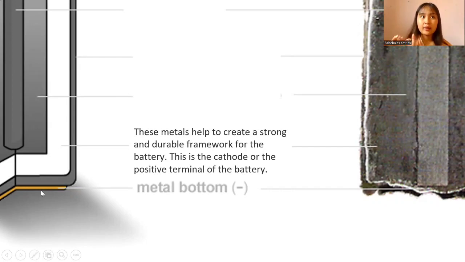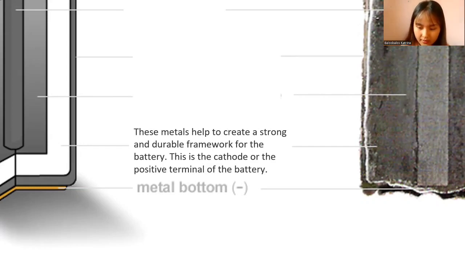Kung nakakita na kayo ng battery, meron dong parang sa kabilang dulo, flat. Yung isa naman, meron naka-usling onting-onti lang na metal. Yung flat na yon, that is the metal bottom. Those metals help to create a strong and durable framework for the battery. At yung metal bottom din na yon is the cathode or the positive terminal of the battery.